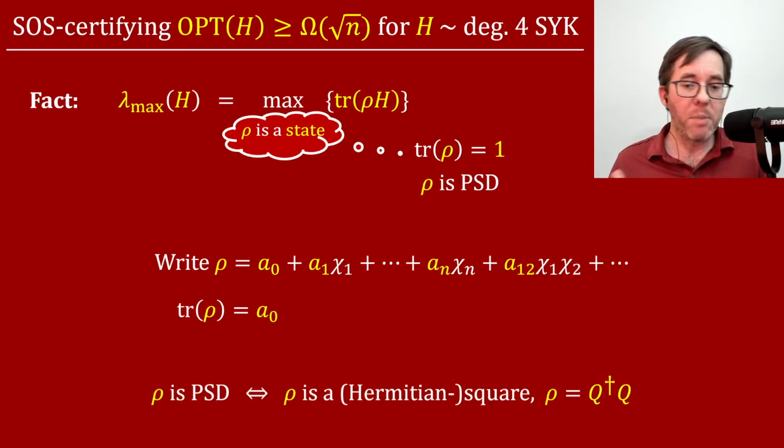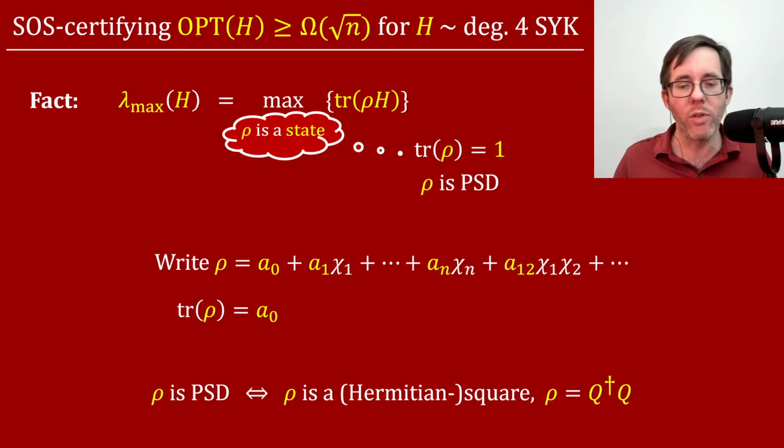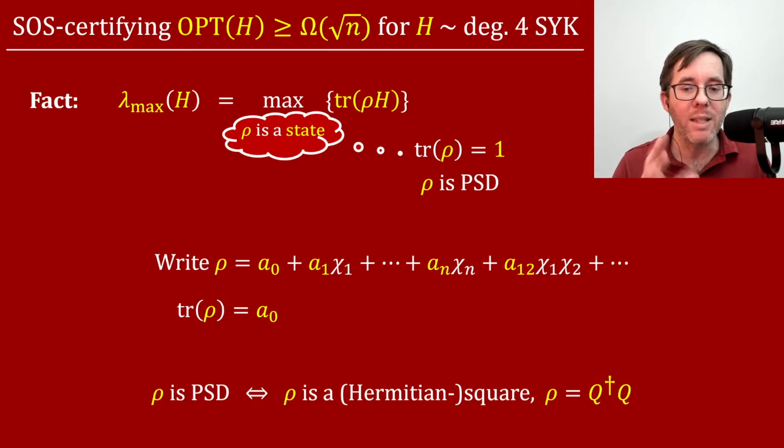Moreover, we know that a matrix is PSD if and only if it's a square. Well, more precisely, a Hermitian square, like Q transpose Q, Q conjugate transpose Q for some Q. So with this formulation, we've actually expressed the optimization task in a way that refers only to the chi's somewhat symbolically, without actually needing to know what matrices they are, just their anti-commutation and squaring to the identity properties.